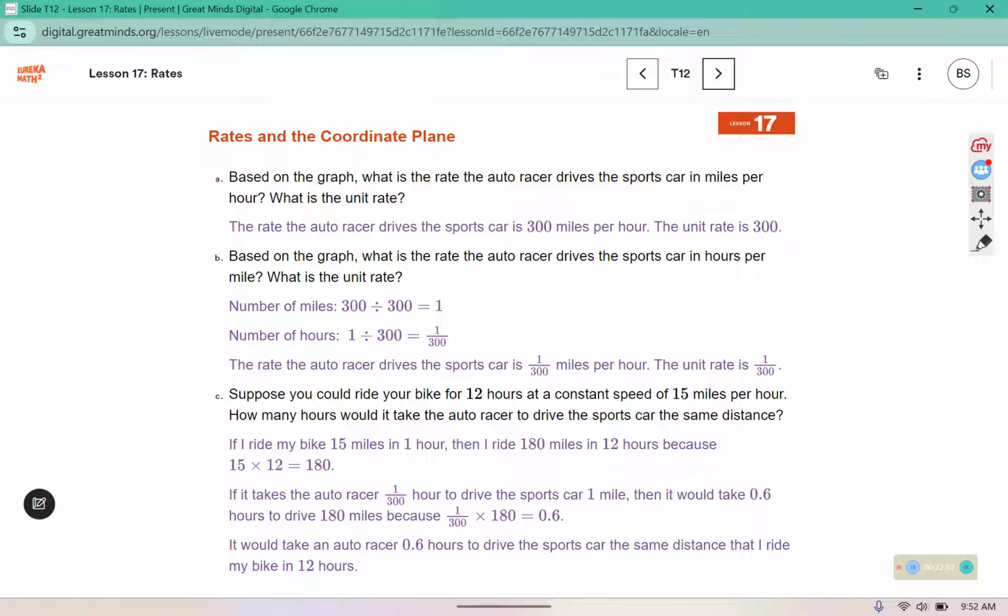You can see here, they multiplied 1 over 300 by the miles, and they found out that it would take him 0.6 hours to drive the sports car the same distance that we would ride our bike. So significantly less time than it would take us.